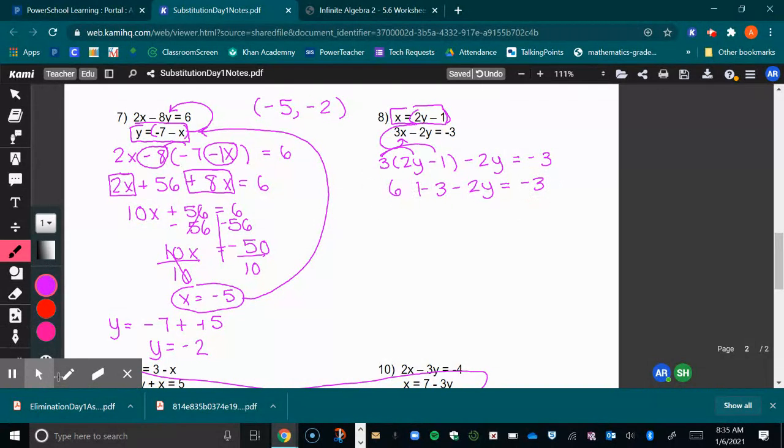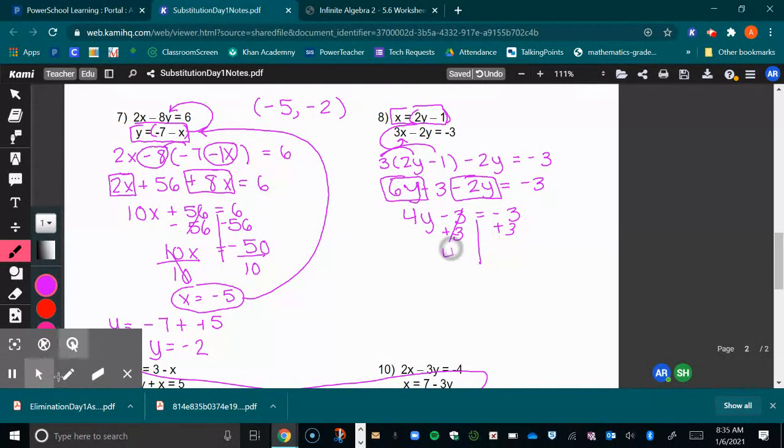So I have 6y. Now I'm going to combine like terms. So 6y minus 2y. I can combine those because they both have a y. 6 minus 2 is 4y, minus 3 equals negative 3. I'm going to add 3 to both sides to solve, because that's the opposite of subtracting 3. That gives 4y equals 0. So divide by 4. I know that y equals 0.